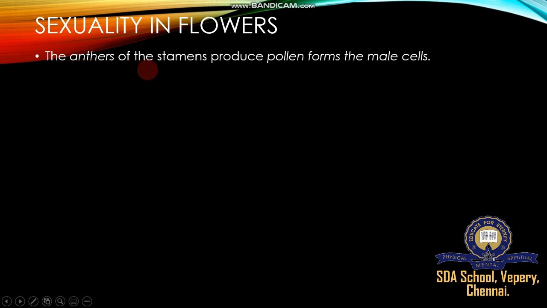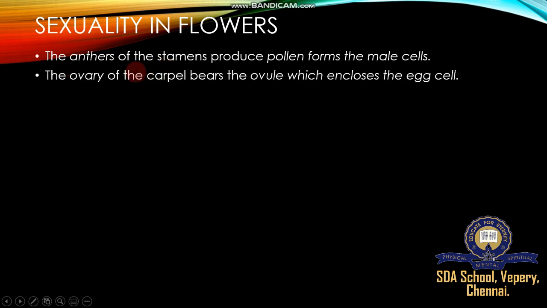Sexuality in flowers. What is sexuality? Unisexuality, bisexuality, and the flower will have a sexual part. The anthers of the stamens produce pollen, the male cells. The male reproductive parts produce stamens, commonly called androecium, and this androecium produces a number of stamens. Stamens consist of an anther lobe. Anther lobe produces a number of microsporangia or microspores.